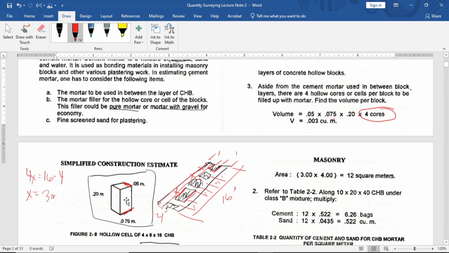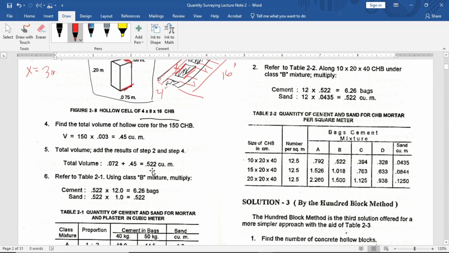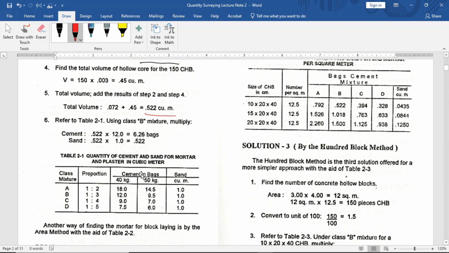So, total volume, add lang natin yung cement mortar kanina plus itong sa block para sa hollow cores natin. Yun yung total natin. Cement mortar plus filler. So, ang total is 0.072 plus 0.45 is equal to 0.522 cubic meter. So, using class B mixture. So, may table tayo para sa mortar natin. So, ito yan.